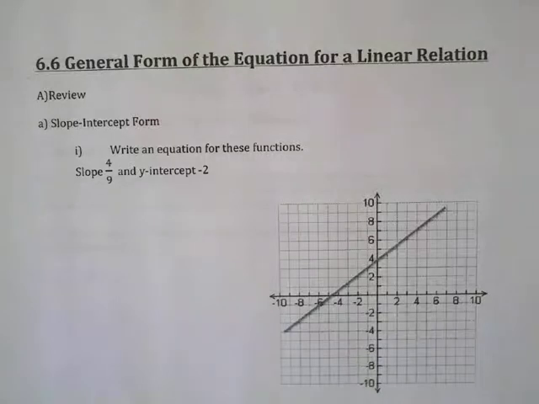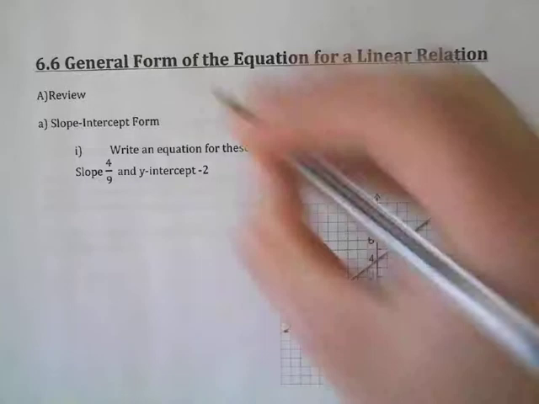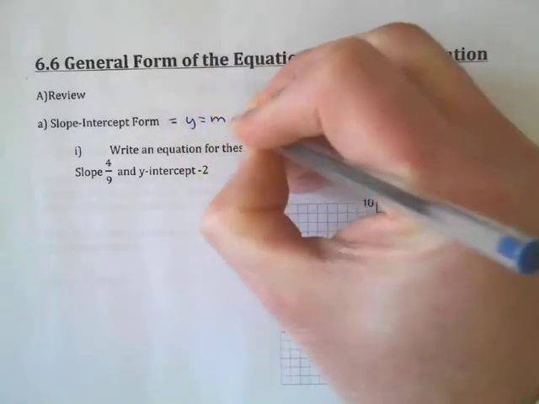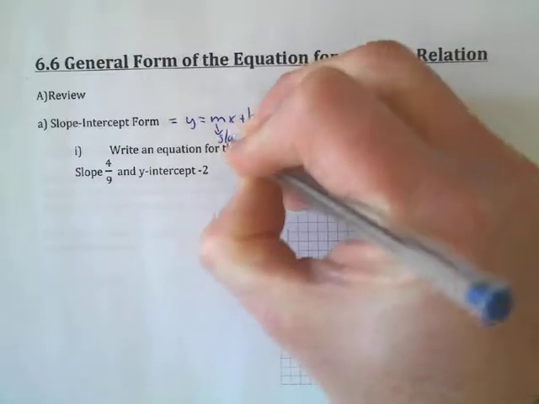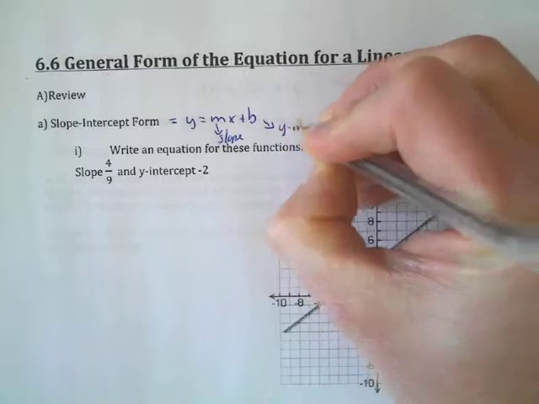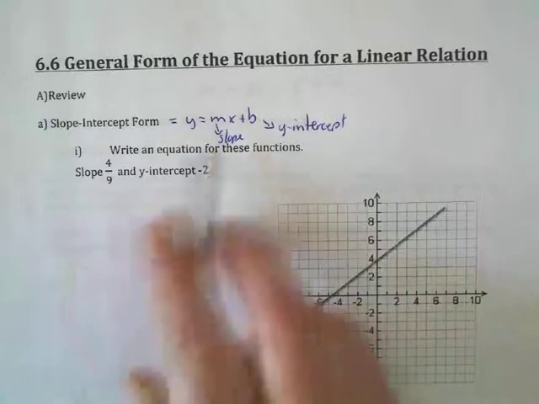Today we're going to look at a general form of equation of a linear relation. But before we get that, we will do a little review here. And so we have slope-intercept form. Slope-intercept form once again looks like y is equal to mx plus b, where m is my slope and b is my y-intercept.